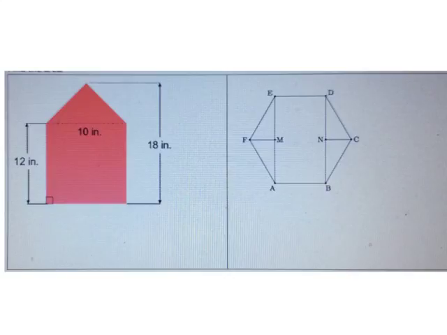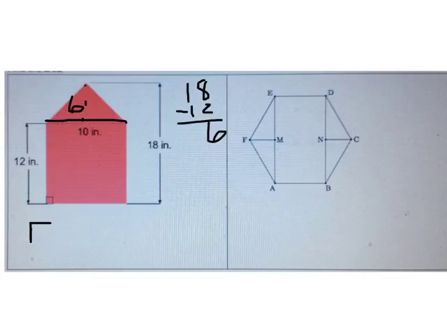Sometimes we'll be given a shape not on the coordinate grid, and we need to cut it into 2 shapes that we can find the area of. Let's take a look at this pentagon. I can see that I can cut this pentagon into a triangle and a rectangle. Let's find the height of the triangle. I know that the total height is 18 inches and the height of the rectangle is 12. So I can subtract 18 minus 12 to find the height of the triangle. What's 18 minus 12? It's 6.